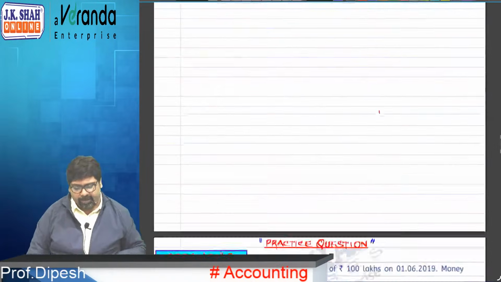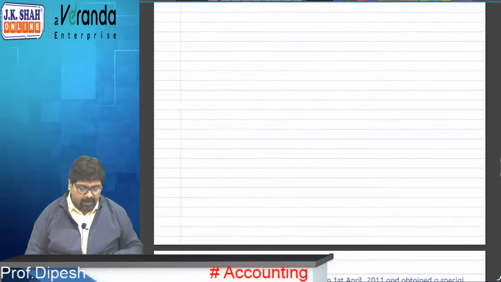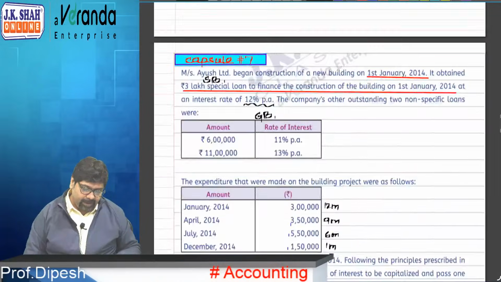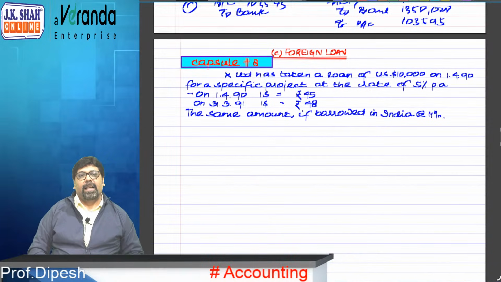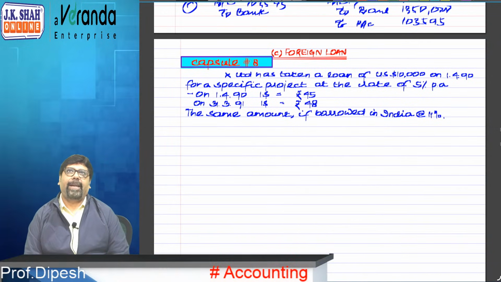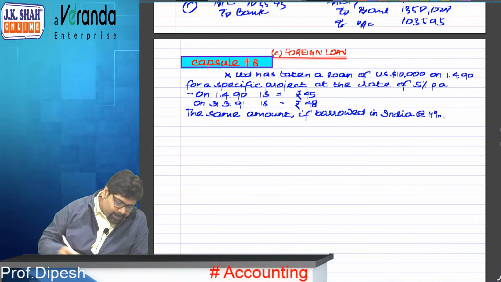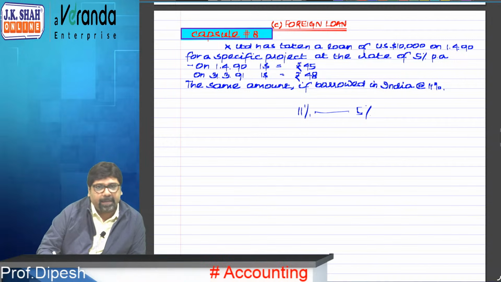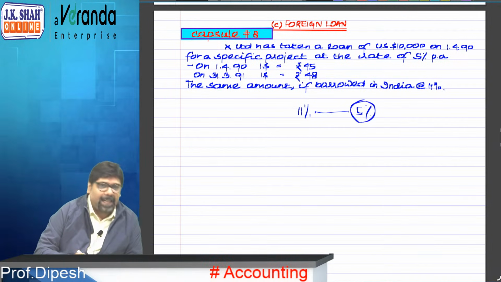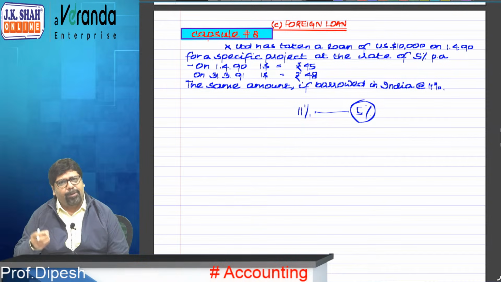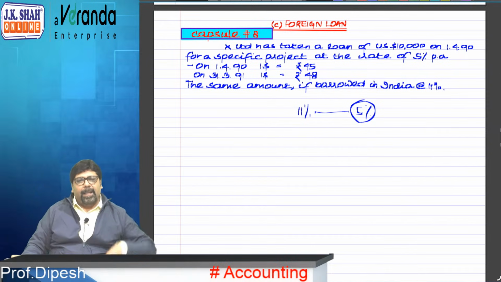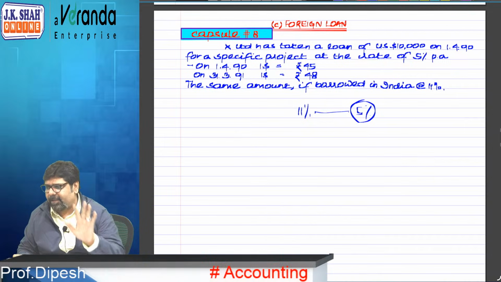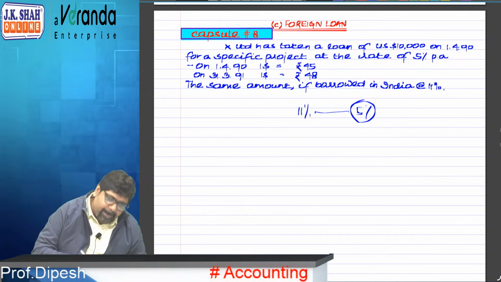Now Chartered, you have got foreign borrowings. You understand the meaning of foreign? Why did you take a loan from abroad? Because the loan was available at a cheaper rate. In India the loan was available at 11%, you went abroad, you got the loan for 5%. So the 5% interest which you are actually paying, that you will be allowed to capitalize.